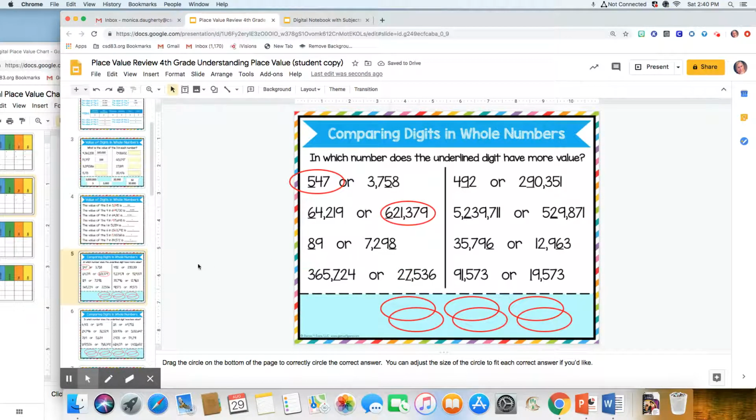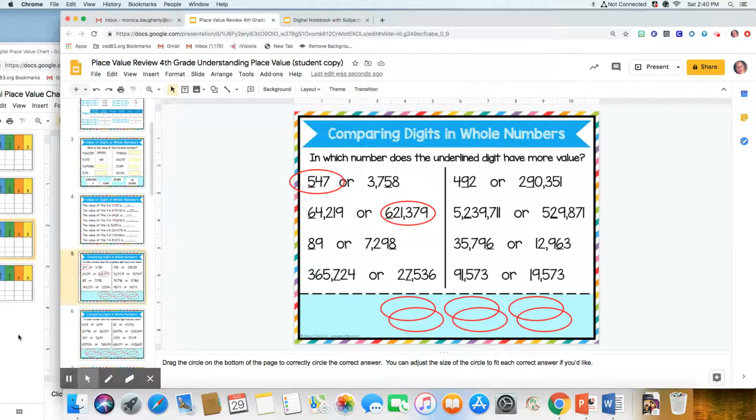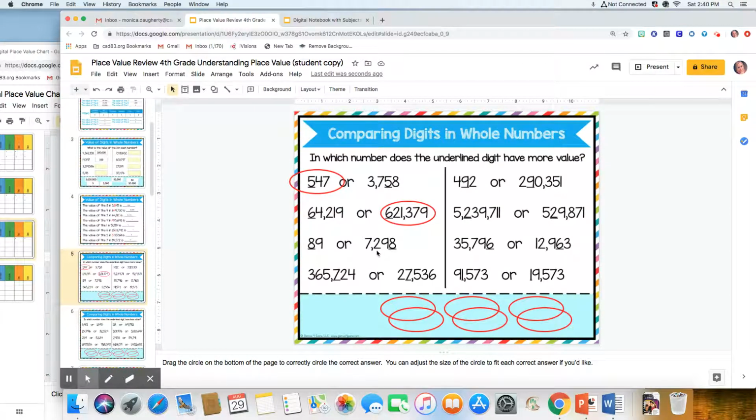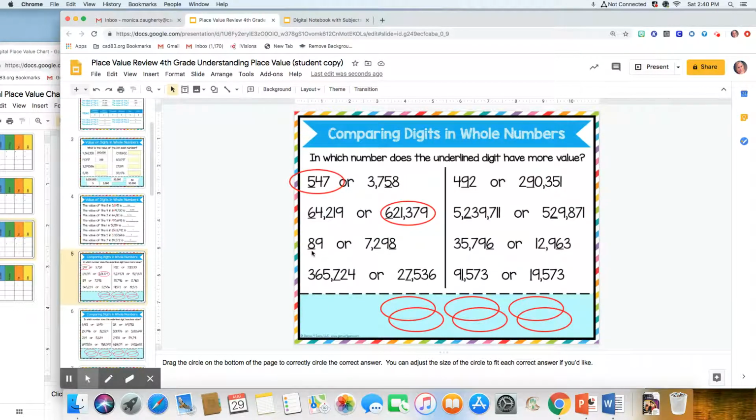Let's do one more. I'm plugging in this one, 89, so I'm starting with the ones, which is a 9, and the tens is an 8. My second one is 7,298, so 8, 9, 2, 7. When I think of place value, I always think I'm working backwards because I start on the right and read left. Okay, so we are looking at the underlined digit of 8. Which 8 has a greater value?